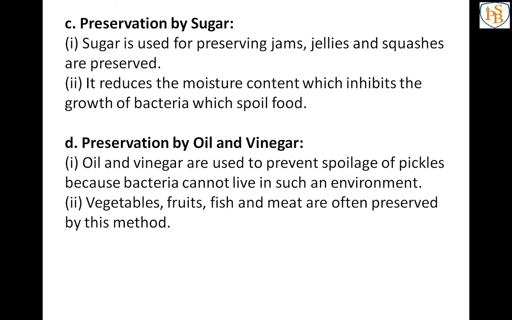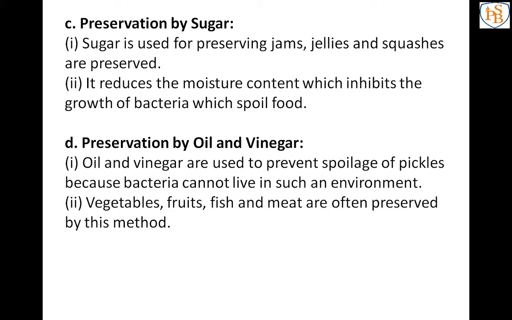Next one is preservation by sugar. Meaning we are using sugar for storing or preserving the food. For example, jams, jellies, and squashes are all preserved by sugar. So why are we using sugar to preserve this kind of food?